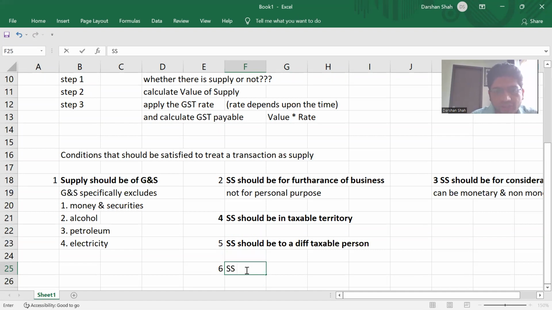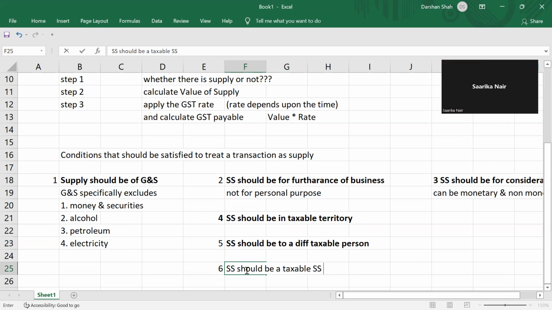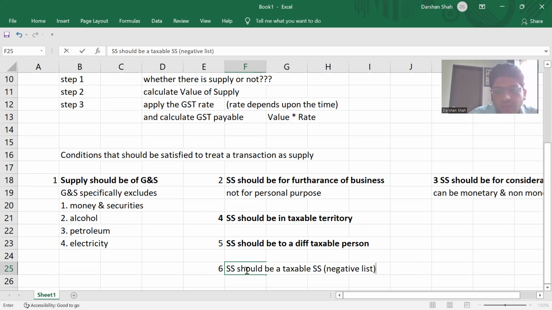And what is the next condition? Supply should be a taxable supply. What is a taxable supply is not defined, right? But they have given a negative list. Whatever comes under the negative list is not a taxable supply. We have seen that in detail yesterday. I have given it in chart form also. So whatever does not come in the negative list will be a taxable supply.